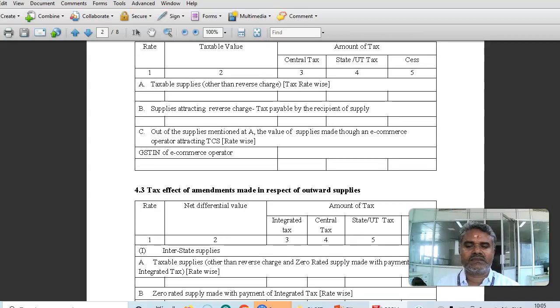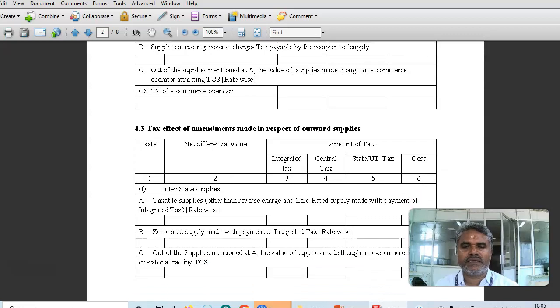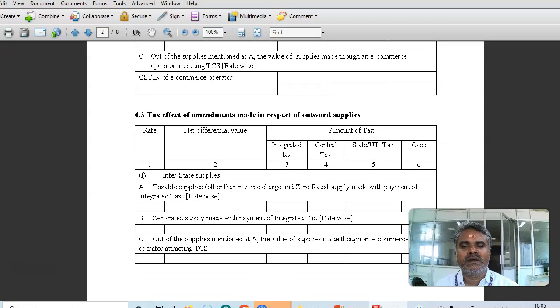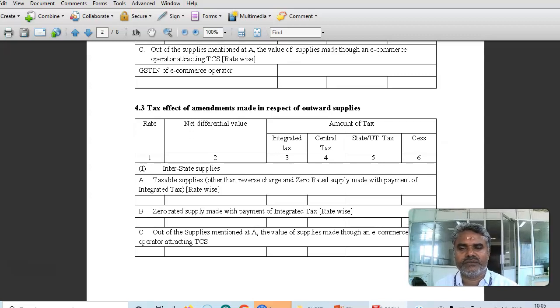Then tax effect of amendments made in respect of outward supplies. Do you have any information regarding integrated tax, central tax, state or UT tax, and cess? You have to give the net differential value. Do you have any difference? Sometimes it will happen: you are registered, your supplier may not be registered properly. At that time, the difference will come.